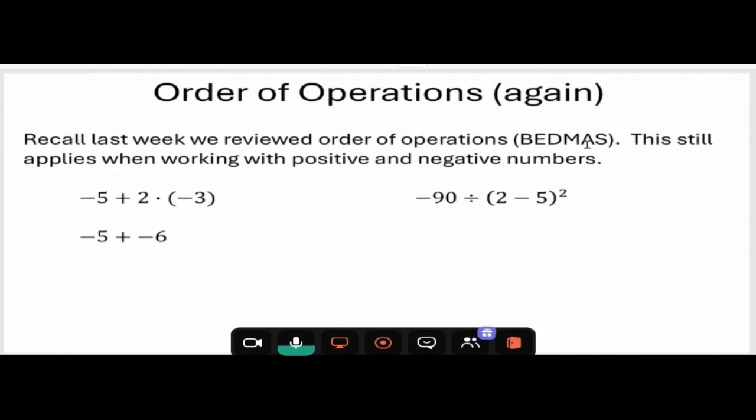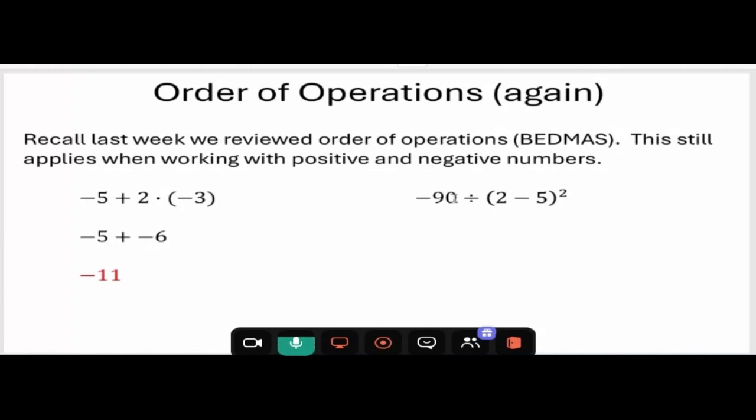That's all the division and multiplication. So finally, addition and subtraction. Yes, now we got to be careful. This says go left 5. And that says go left 6. So they're going in the same direction. We're going to add them together. 5 plus 6 is 11. To the left, negative 11.